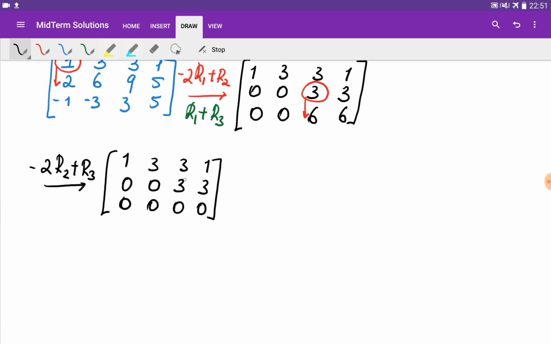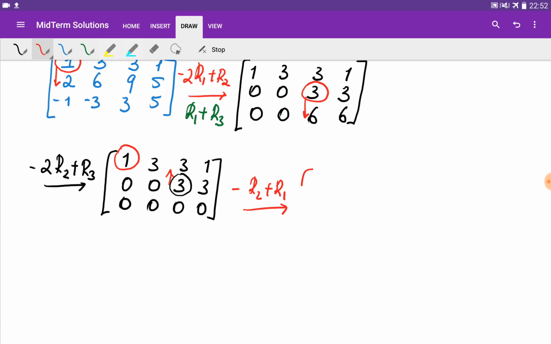So now this is going to be the pivot. This is going to be the pivot. All the elements below the pivots are equal to 0. So now what we need to do is eliminate all the elements above the pivot. So I can eliminate the elements above this pivot by multiplying row 2 by minus 1 and adding this to the first row.